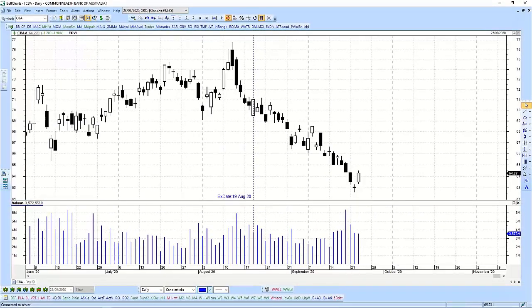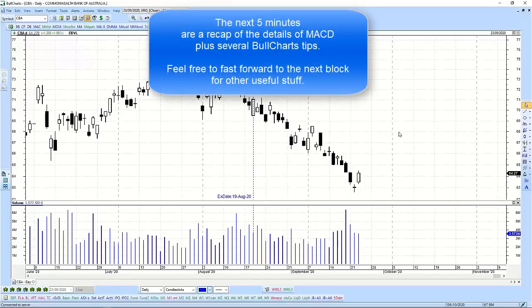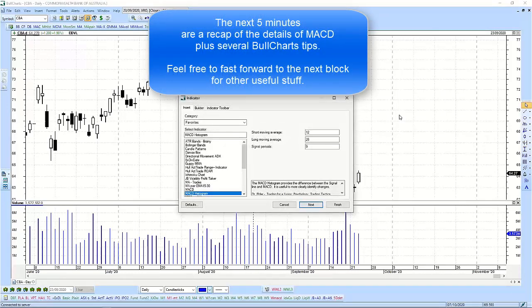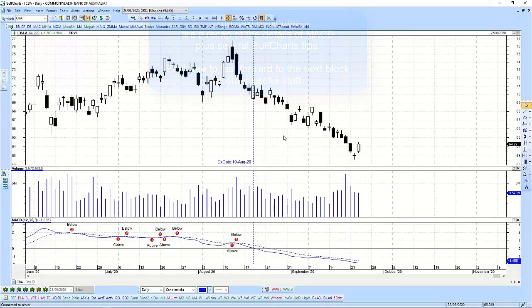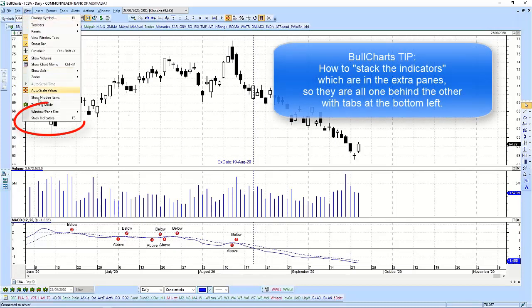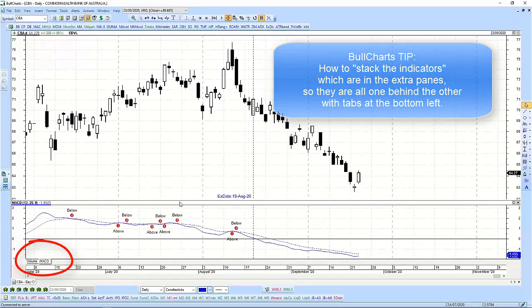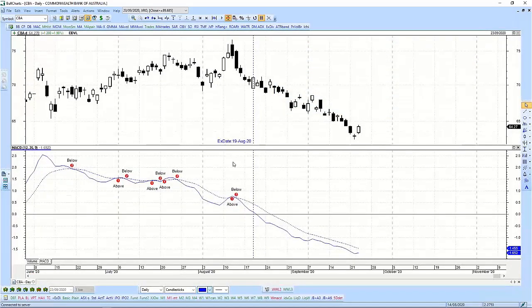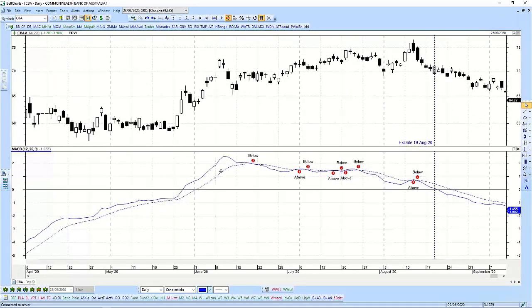Now, let's go and have a look at the MACD, and I'll demonstrate something because Dean was asking before about MACD. I'll put MACD on this chart first of all. Actually, it's at the bottom, and I don't want to see volume, so I will stack the indicators one behind the other so that we can't see volume for now. There's MACD. What we're looking at here is Commonwealth Bank as an example.